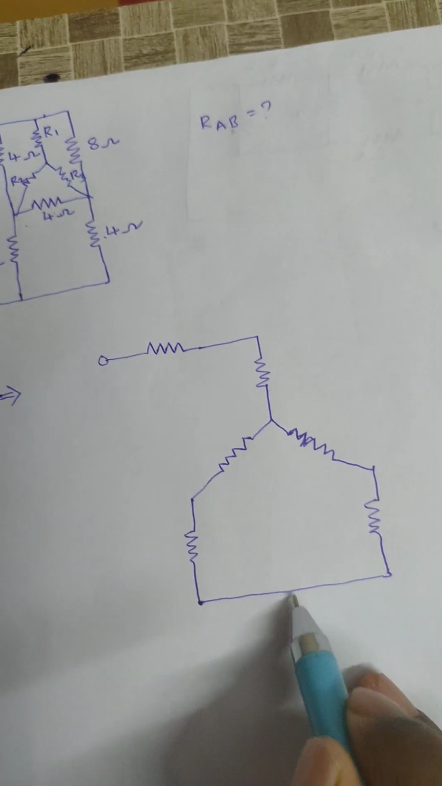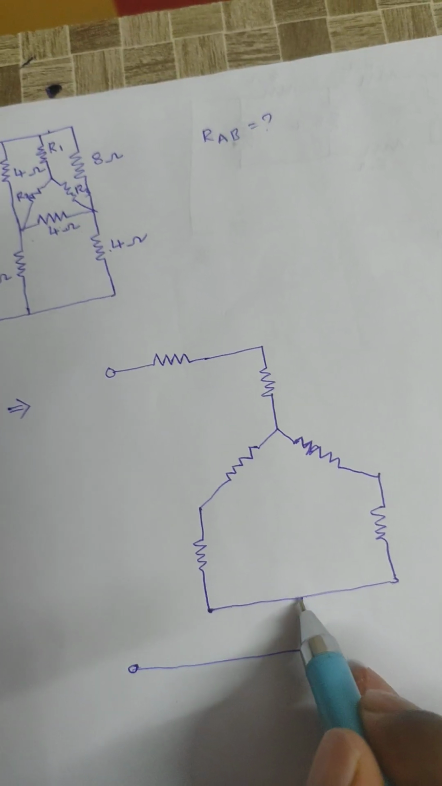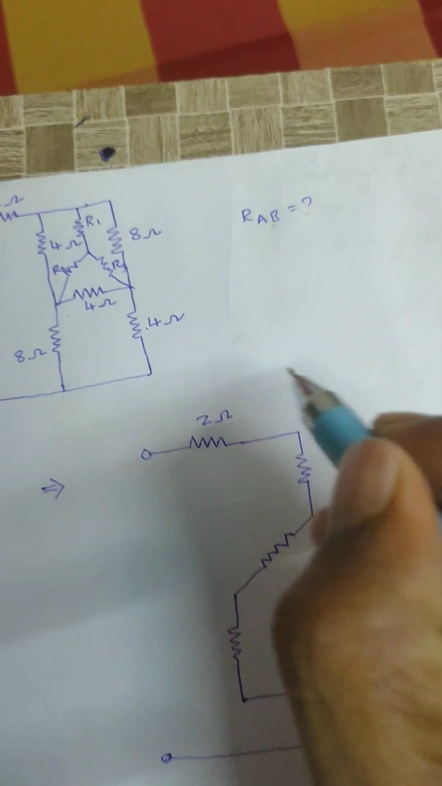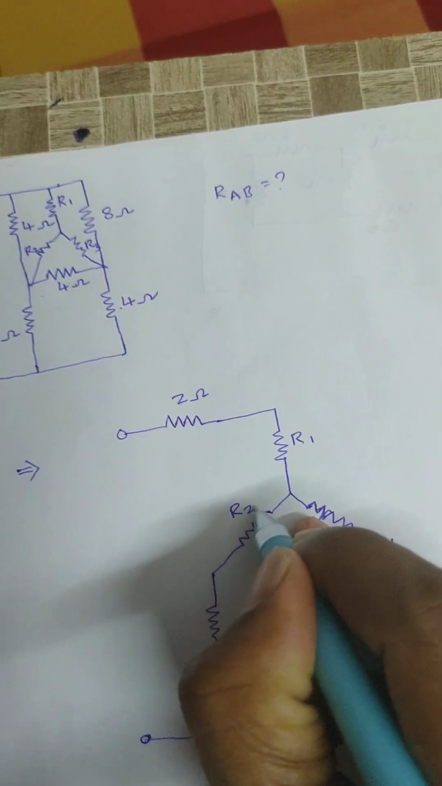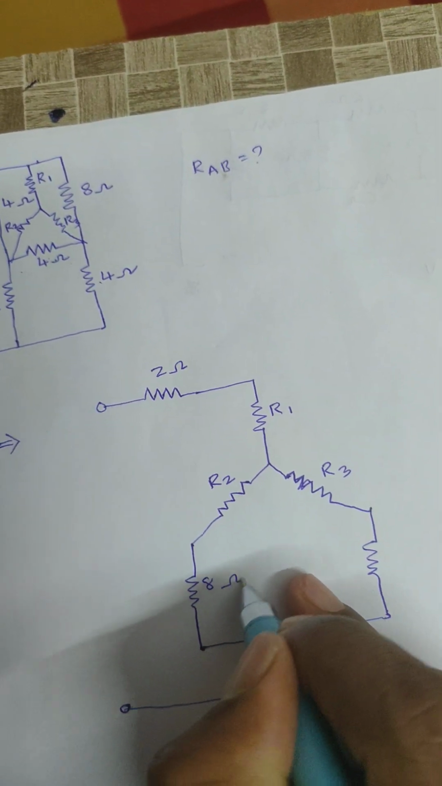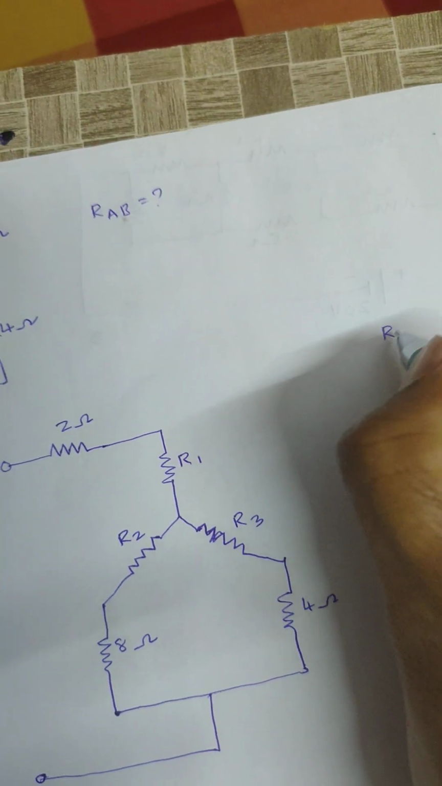Or directly you can write here, no problem. Here it is 2 ohm, R1, R2, R3, 8 ohm, 4 ohm, right? First calculate R1, R2, R3.